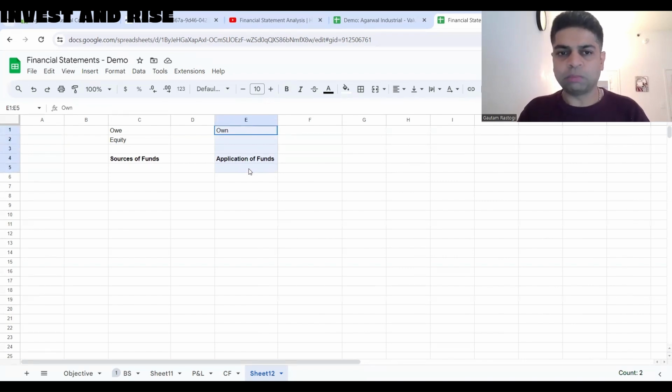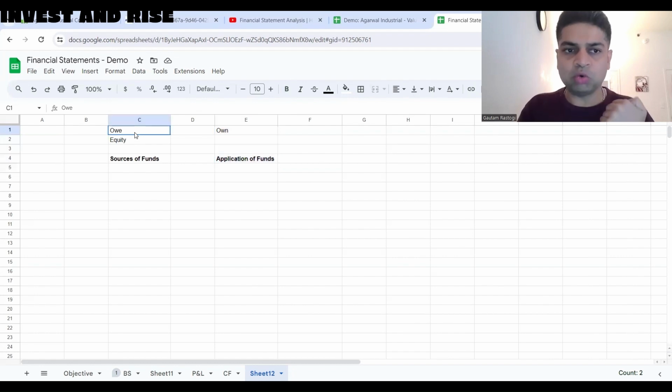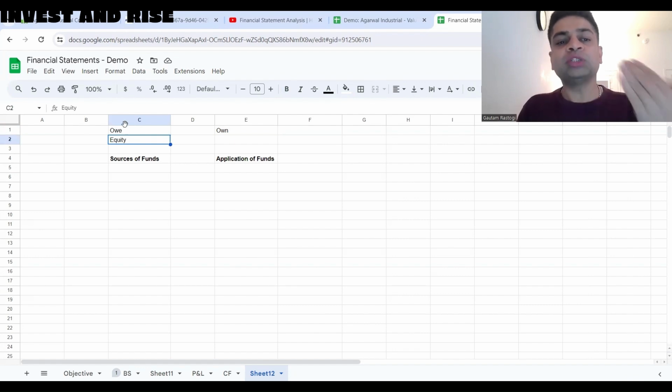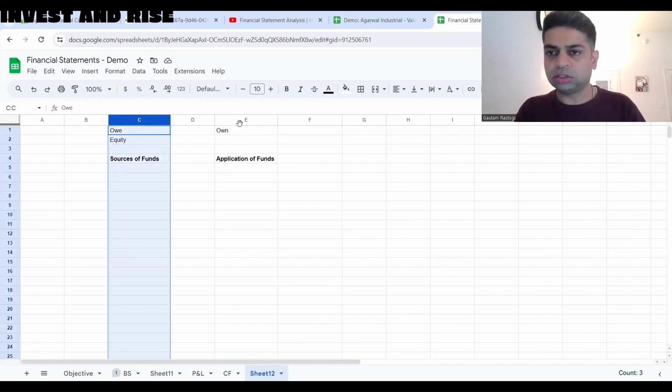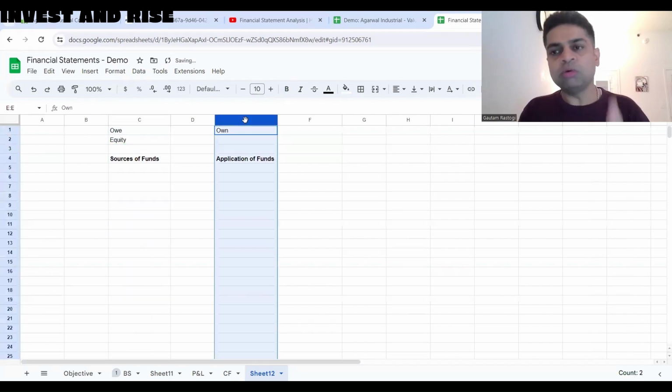So a balance sheet at any point in time summarizes cumulatively how much you owe, how much worth of equity you have, and using these sources of funds, how much worth of assets you have been able to build. So that is a very simplified definition of a balance sheet. Now let's pick up the balance sheet of a company and analyze it.